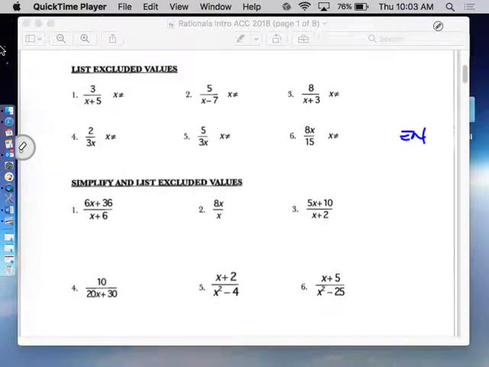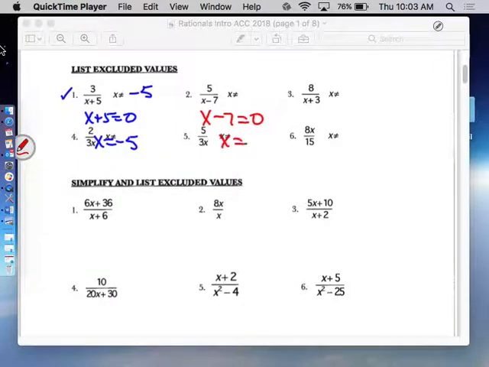So here, in the first problem set, you're simply asked to list the excluded values. So I'm simply looking at the denominator. If x is -5, then I would have an undefined expression. So x not equaling -5 would be my excluded value. Looking at number 2, if I set the denominator equal to 0, x is not allowed to equal +7 because that is the x value that would make the expression undefined. Looking at number 3, if I set the denominator equal to 0, x is not allowed to equal -3. That would make the expression undefined.